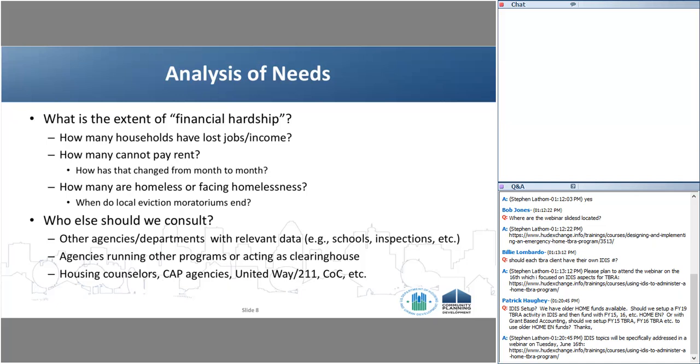In addition, you're consulting other agencies and departments that might act as clearinghouses or have access to those likely to be affected, such as housing counselors, CAP agencies, United Way, Continuum of Care, and so on. Again, let me acknowledge that time is of the essence here. We have an emergency. We have a need for emergency assistance. We're not suggesting a protracted needs analysis process, but we believe that a broadened outreach can provide the PJ with a better understanding of the depth and breadth of the needs that are emerging as a result of the pandemic, and will help you as PJs to have a better and more targeted program design.